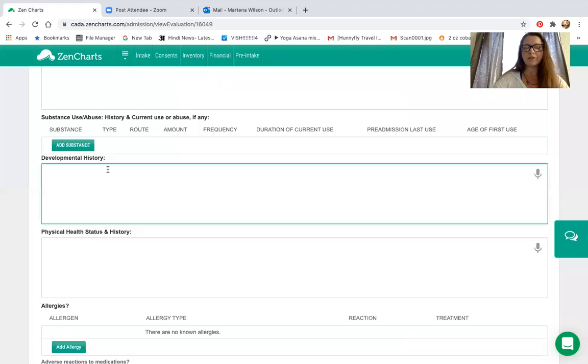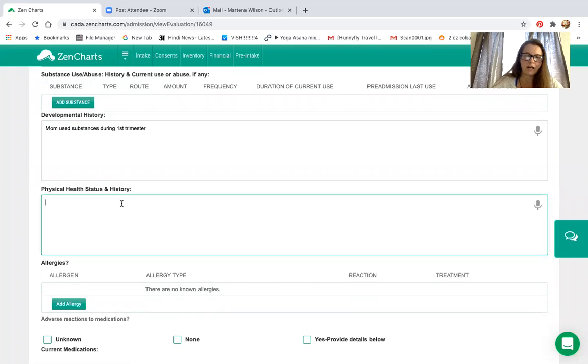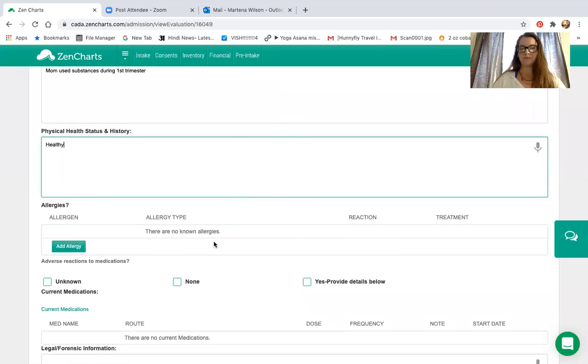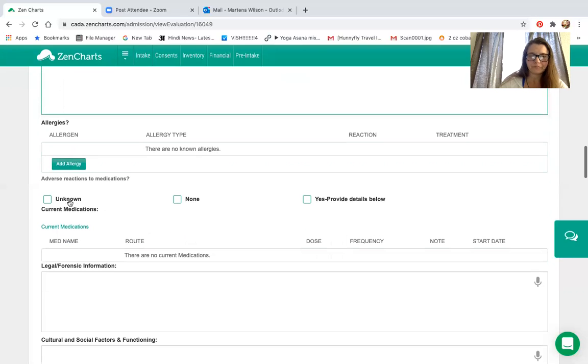Okay, so developmental history. Well, mom used substances during, maybe mom told you, maybe you got that out of mom, during first trimester. Maybe prior to knowledge, right? Prior to knowledge of pregnancy. Physical health, healthy. Allergies, any allergies, peanuts, whatever, right? You would add that here, same as the substance use, click and add.